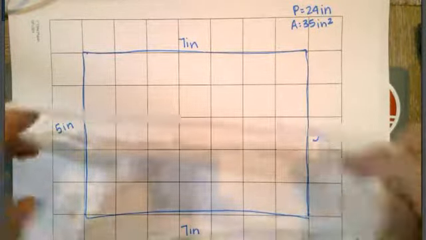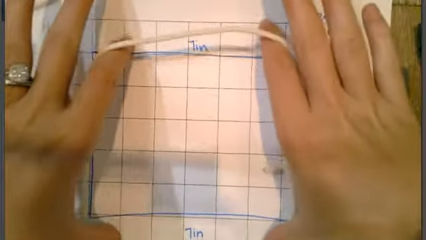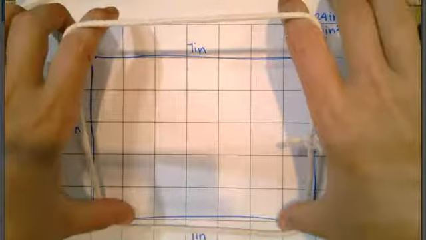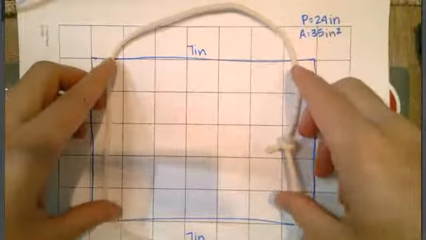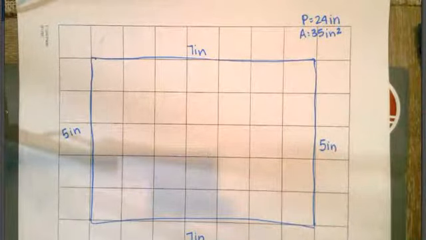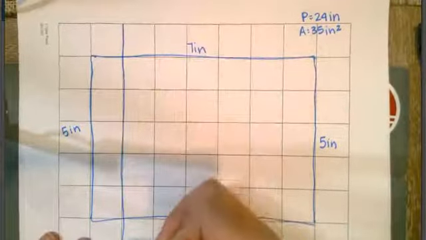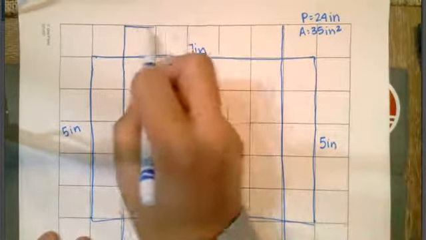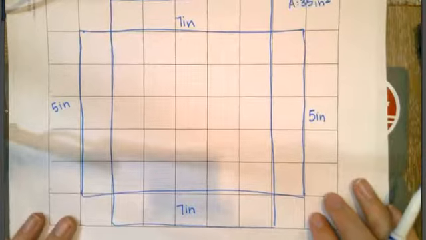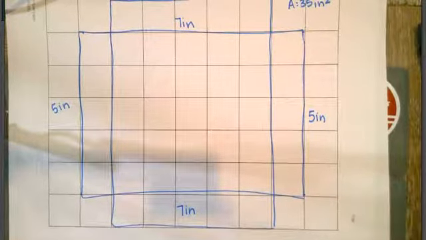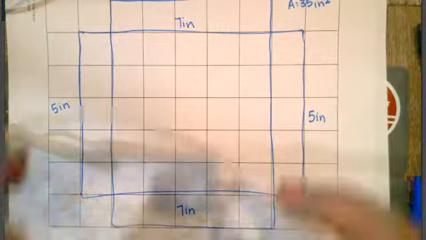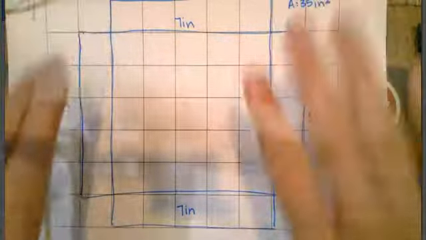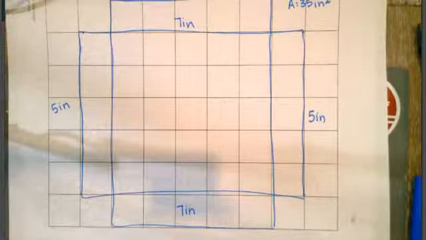Now, if I got my string back and I made a shape like this, oops, sorry, it's a little bit harder for you to see. But now my shape is this. Is it the same perimeter? Is it the same area? Go ahead and investigate that.